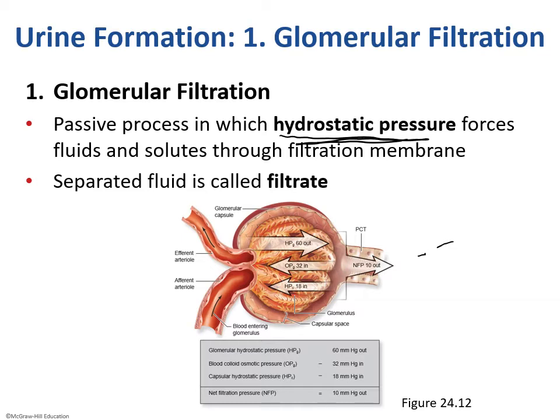We'll also have osmotic pressure, and hydrostatic pressures in different areas, so be prepared for that. The fluid we get from those glomerular capillaries going into the capsular space right here is called filtrate. It is not blood, it is not blood plasma, it is not urine. It is called filtrate, and we're going to talk about what filtrate is soon.